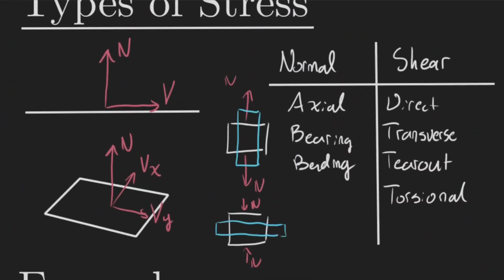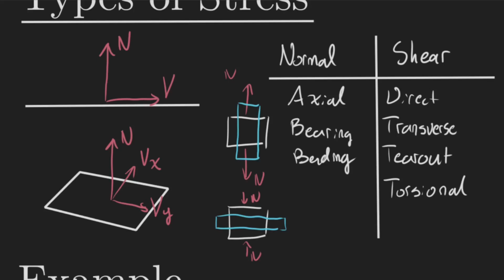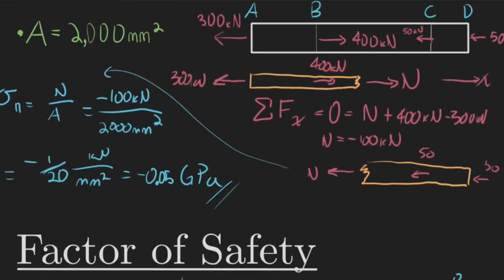So at this point, we looked at the two direct cases of normal and shear stress, axial and direct, and now what we're going to look at is some of the cases it can fail in. So for a normal stress, we'll have something called bearing, and for our shear stress, we'll have something called tear out. So let's go ahead and start with bearing.